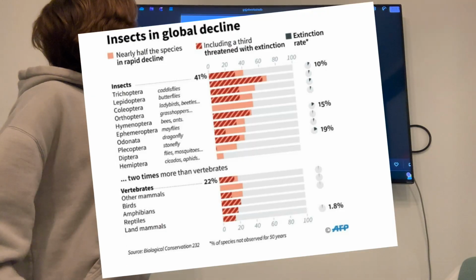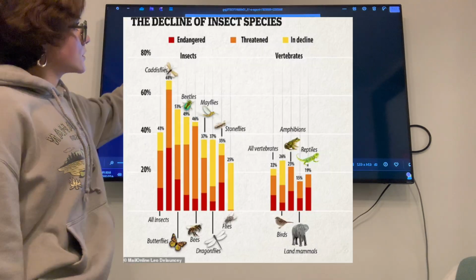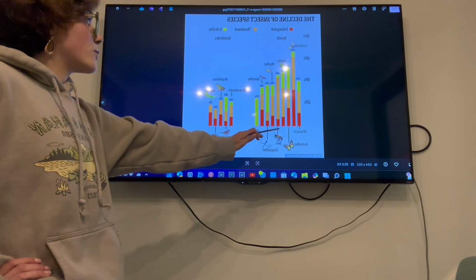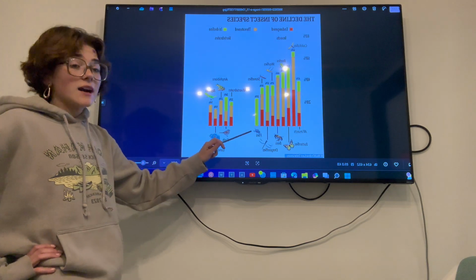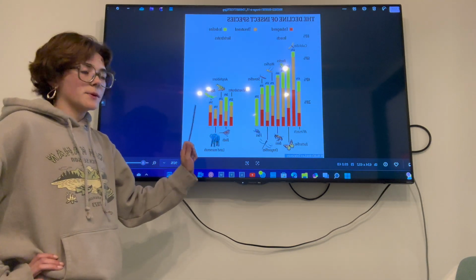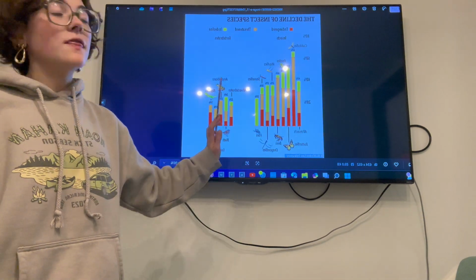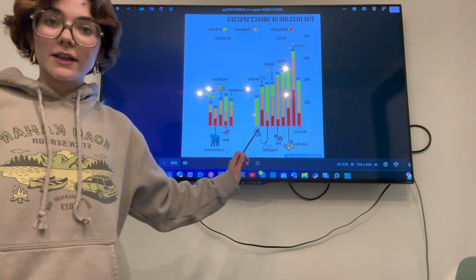So, according to this chart, insects are in global decline. This graph also shows the decline of insect species. All of these insects are threatened and also endangered. Flies especially are in decline. When you compare this to land mammals, birds, vertebrates, amphibians, and reptiles, insects are in a much larger decline than these groups, showing a functional extinction happening right in front of our eyes.